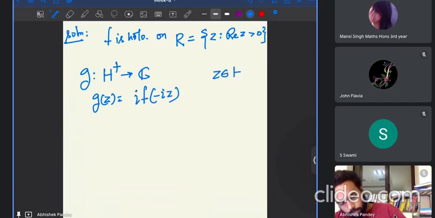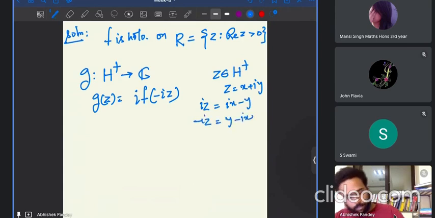If z is in the upper half plane, that is z equals x plus iy, where y is positive. So what would be iz? iz is nothing but ix minus y. And again minus iz is y minus ix. Now the real part of this one is positive, so minus iz belongs to the right half plane.